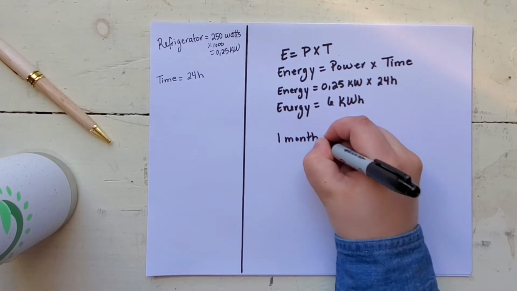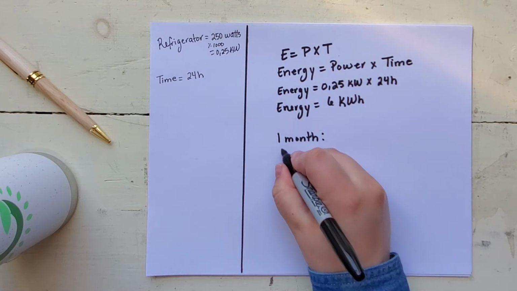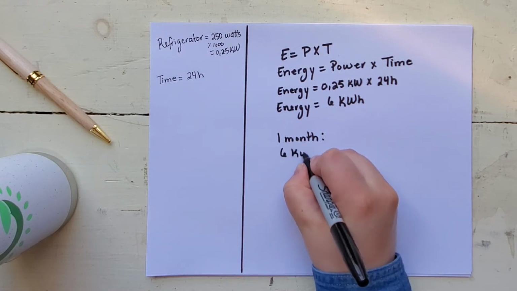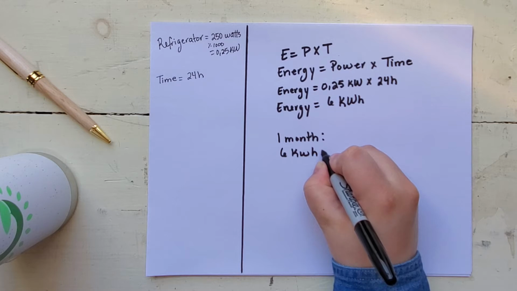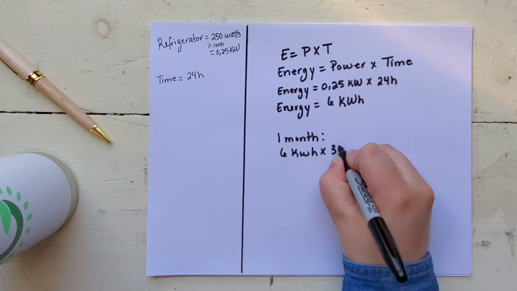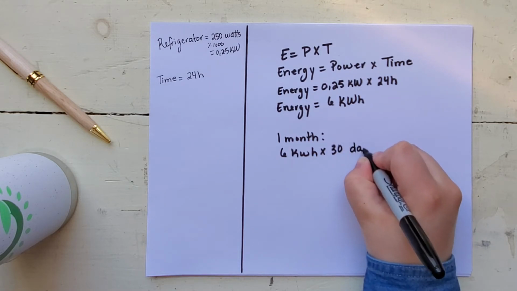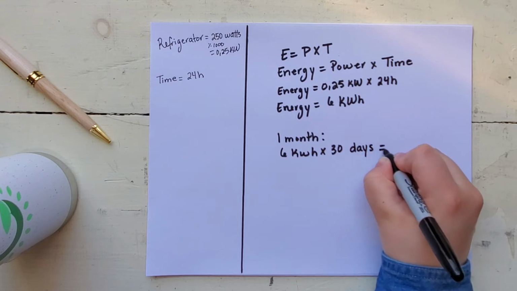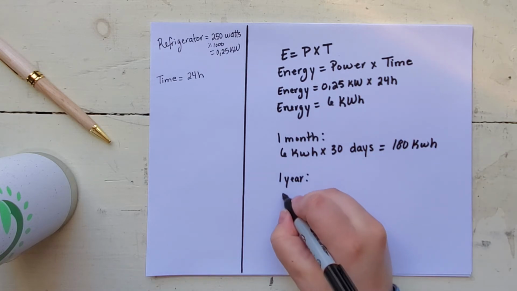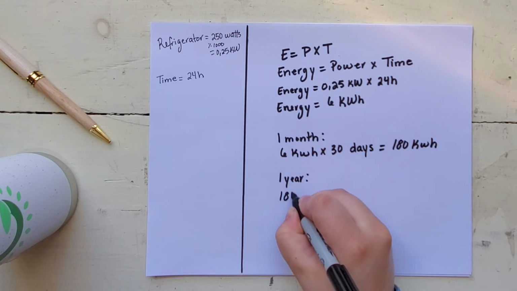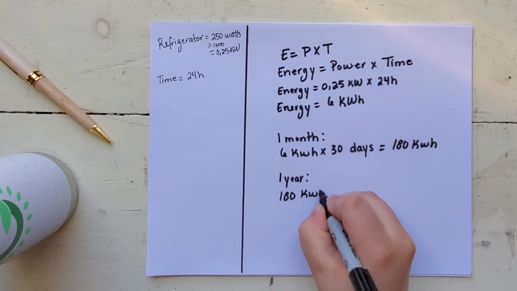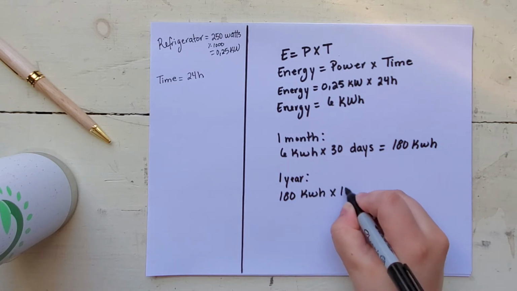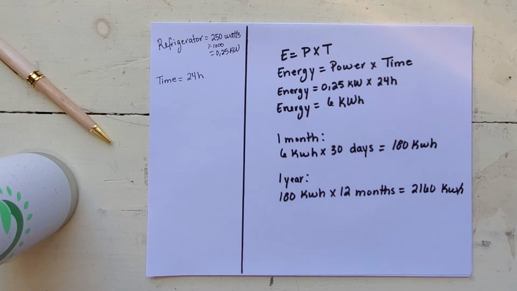But before finding out how much it costs, I need to find out how many kilowatt hours it uses during a month and a year. So, 6 kilowatt hours multiplied by 30 days gives us 180 kilowatt hours a month. And 180 kilowatt hours multiplied by 12 months is equal to 2,160 kilowatt hours a year.